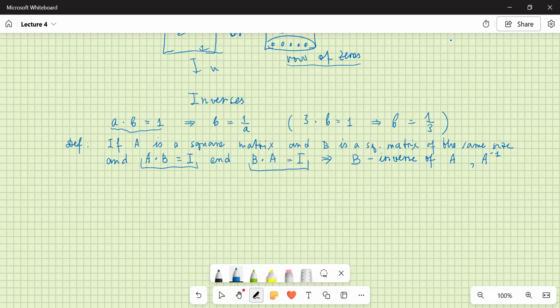If a matrix does not have an inverse, we are going to call such a matrix a singular matrix. I'm going to introduce it as a new definition. Definition. If such B does not exist, then we are going to call matrix A singular.